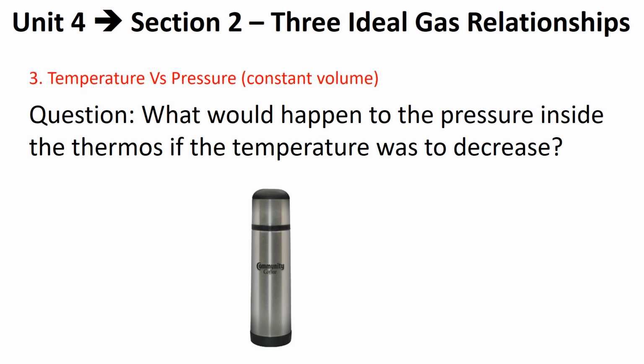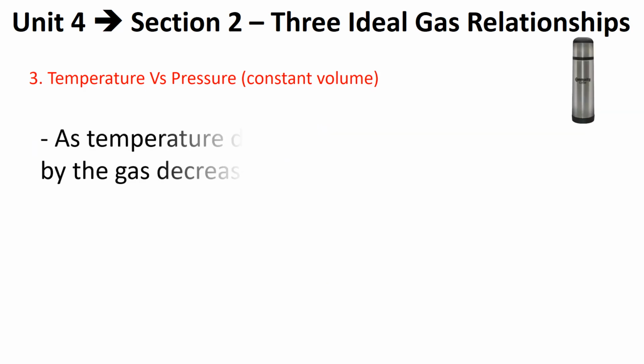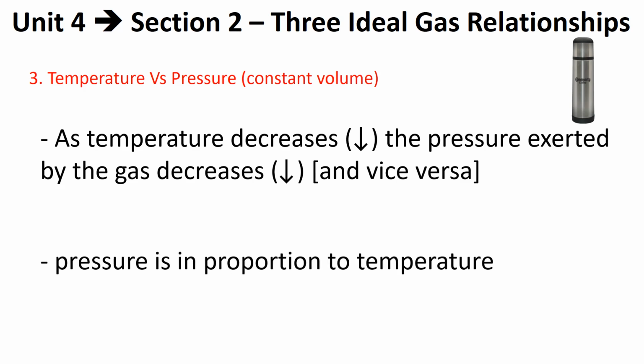Well, those molecules inside would start to move slower. We know that pressure is measuring the number of times collisions occur on a surface. So if those particles are moving slower, they're going to have fewer collisions, meaning the pressure is going to decrease. So as we've decreased our temperature, the pressure is also decreasing. So as temperature decreases, the pressure exerted by the gas decreases, and vice versa. So pressure is in proportion to temperature.